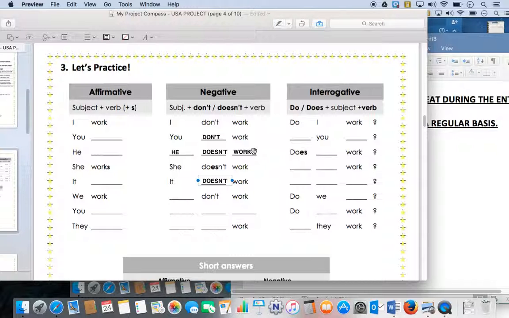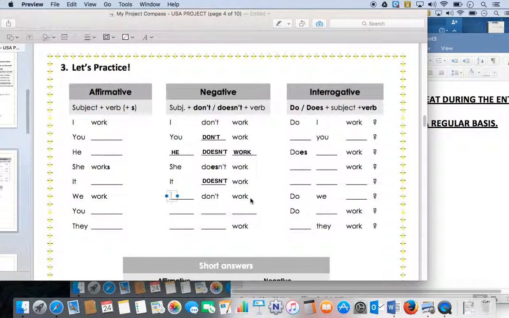you're not going to add, for example, an S here. You wouldn't say he doesn't works, because as I've told you before, the conjugation comes here. The conjugation is really where it takes place. Here is just adding the verb, or what we call the infinitive. So he doesn't work, not he doesn't works, or she doesn't work, not she doesn't works. It doesn't work, not it doesn't works.